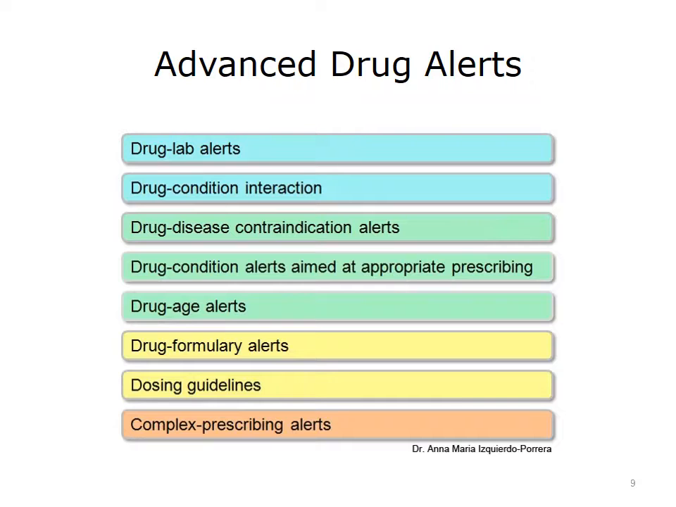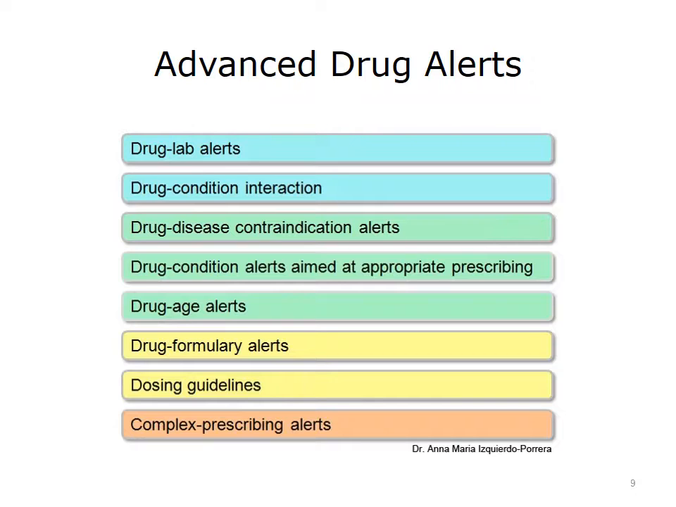There are 8 identified types of advanced drug alerts. Drug lab alerts are generated when drug administration requires close monitoring of laboratory results before and/or after administration of the drug. Drug condition interactions are generated to raise awareness of specific prescribing for particular clinical conditions. Drug disease contraindication alerts are generated to warn against prescribing a certain drug in a specific disease or condition. Drug condition alerts aimed at appropriate prescribing are generated to encourage prescribing a certain drug in a specific clinical condition. Drug age alerts are generated to discourage prescribing of a certain drug in the elderly or in children.